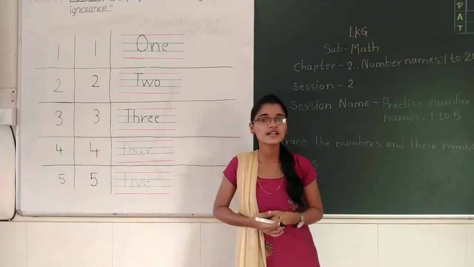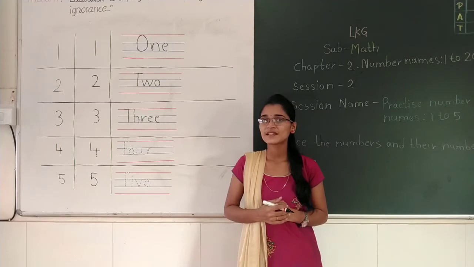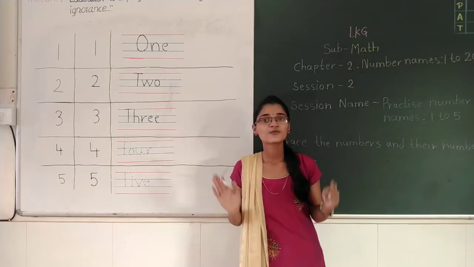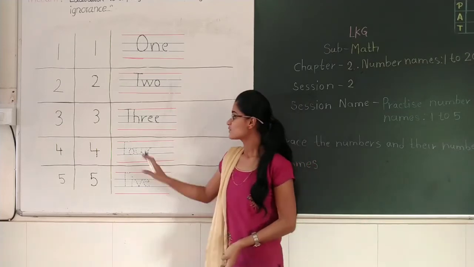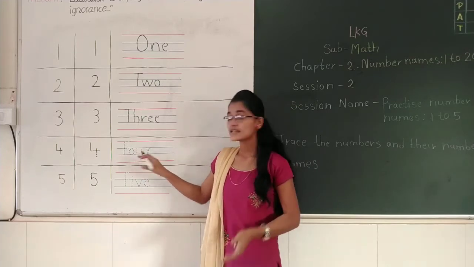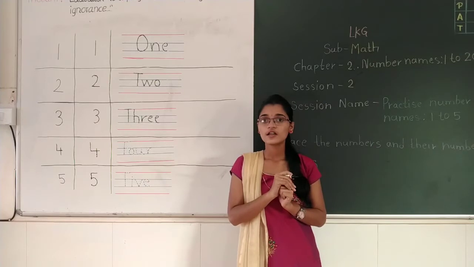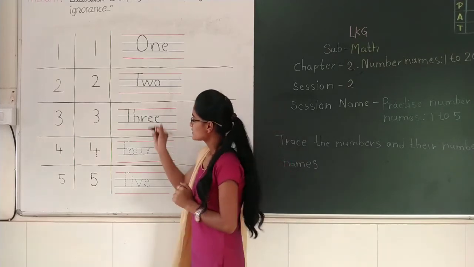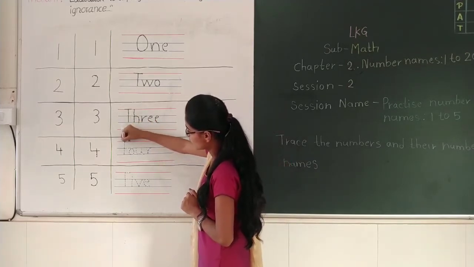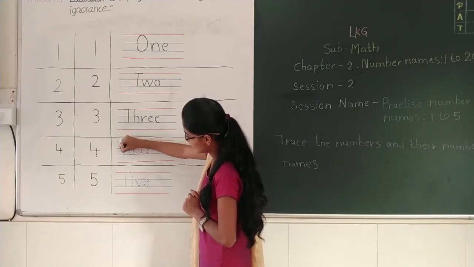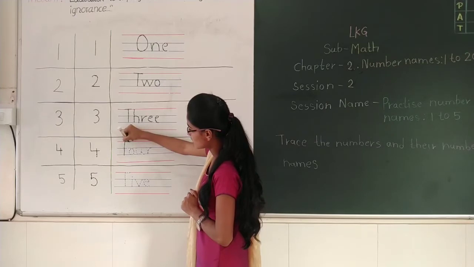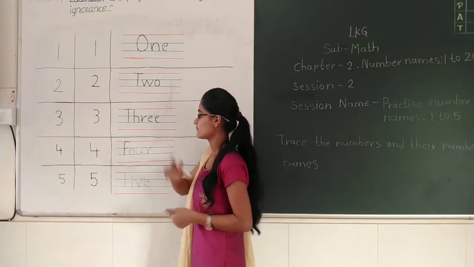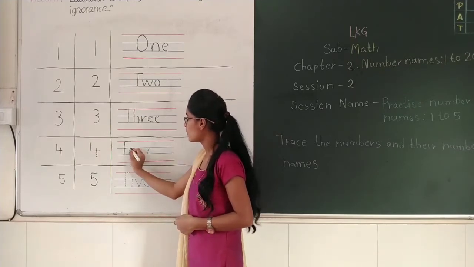Next is number 4. What is the spelling of 4? Tell me fast. F-O-U-R, 4. So this is the spelling of 4, but this is in dotted form. So first of all, we have to trace these dotted lines. I am going to trace the spelling of 4. First draw one standing line, then one sleeping line on the red line, and one more sleeping line on the blue line. So this is F. Then draw one O.